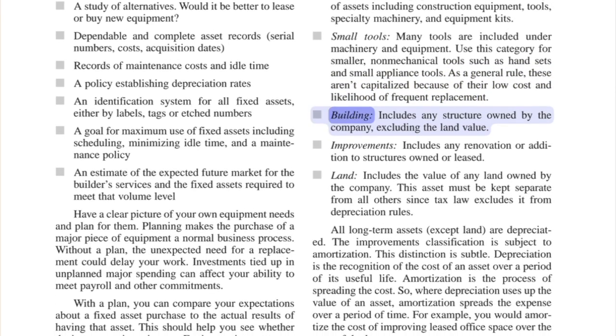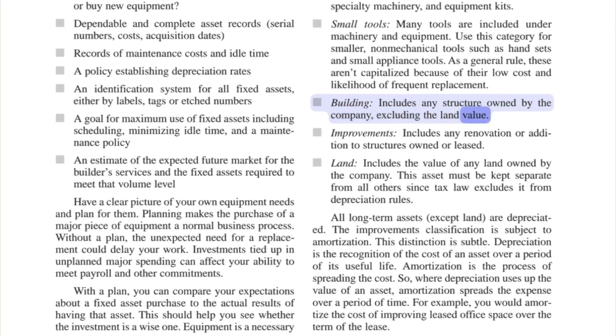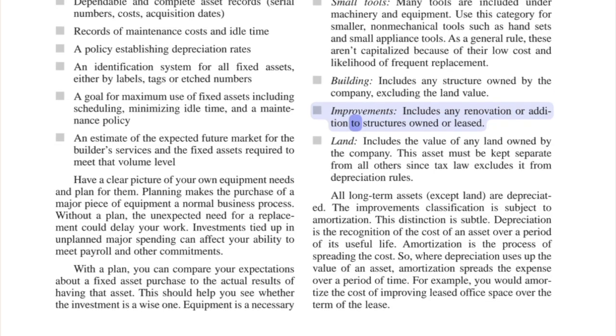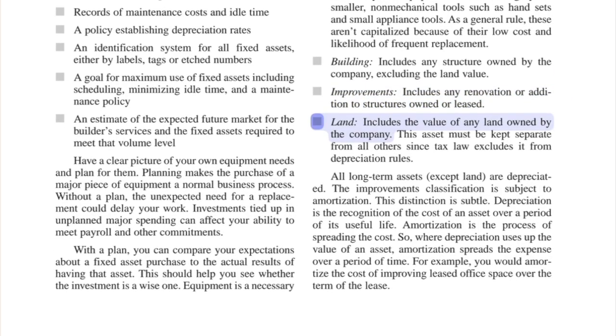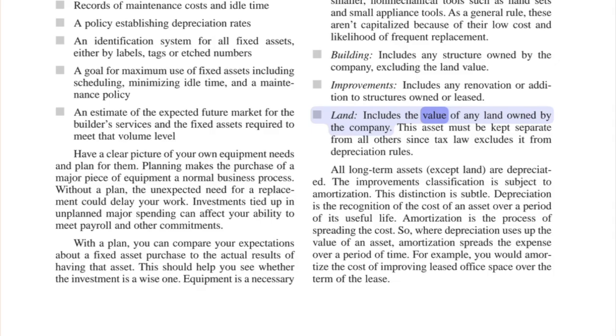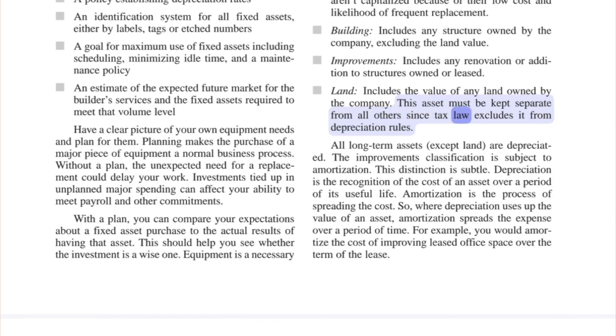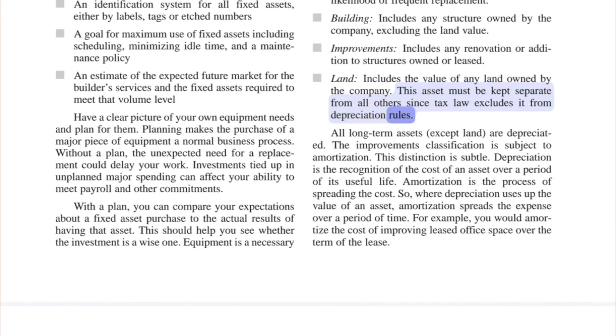A building includes any structure owned by the company, excluding the land value. Improvements includes any renovation or addition to structures owned or leased. Land includes the value of any land owned by the company. This asset must be kept separate from all others since tax law excludes it from depreciation rules.